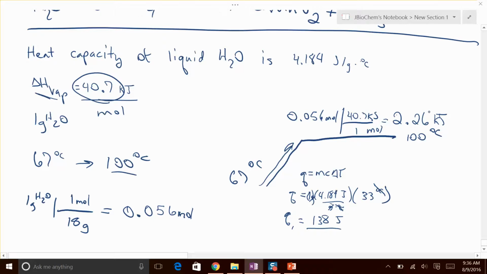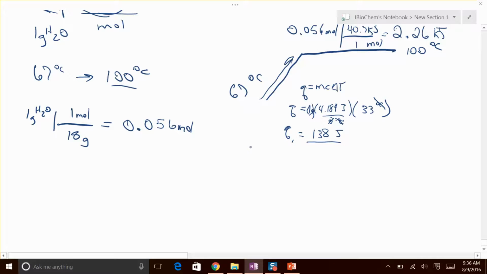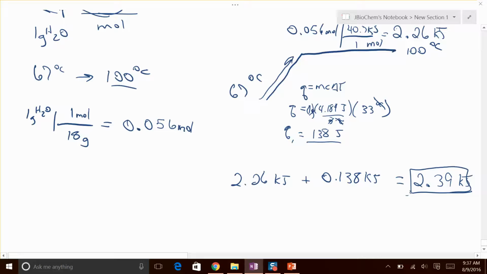kilojoules. Okay, now we need to add Q1 plus Q2. But we need to convert one to joules or the other one to kilojoules. It doesn't matter which way you go, but in the end, you need to report your answer in kilojoules. So let's take the 138 joules and convert it to kilojoules. So we have 2.26 kilojoules for Q2 plus 0.138 kilojoules for Q1, and that's going to equal 2.399, about 2.4 kilojoules. So that's how we're going to get through that heating curve.